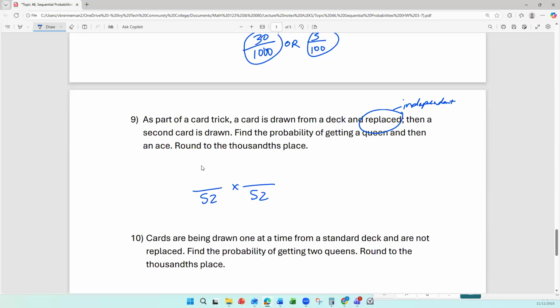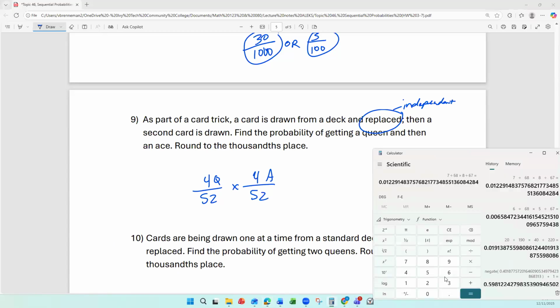Probability of getting a queen on the first draw, there's 4 queens out of 52 total. Second draw, there's still 52 total because that queen got put back. 4 aces out of the 52 total. So 4 out of 52 times 4 out of 52 is 0.006.